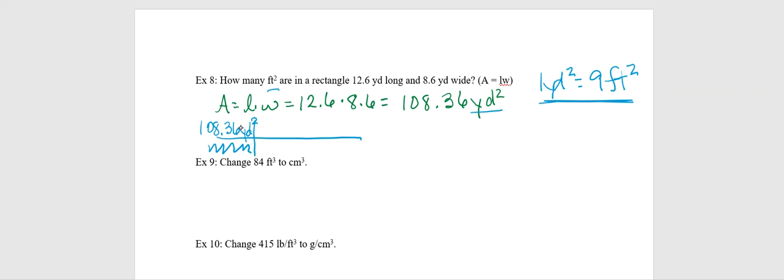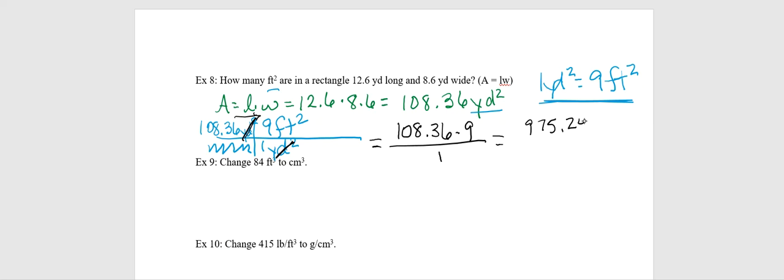Since my square yard is on the top on the left, I have to have my square yard on the bottom, which puts my square feet on top. My square yards cancel, leaving me in square feet. Ready to multiply: 108.36 times 9, and I have the 1 on the bottom. 108.36 times 9 is 975.24. Since it's over 1, nothing changes, and that is now in square feet.